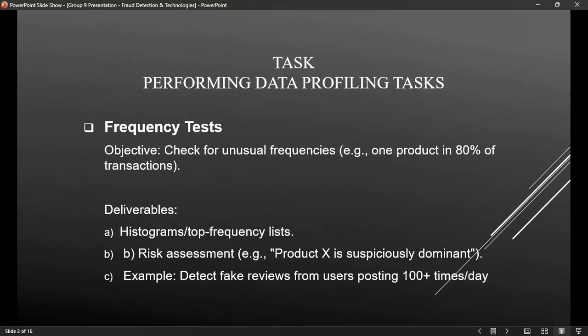Our task was to perform a data profiling task on frequency test analysis. So the objectives were to check for unusual frequencies, then the variables which we were supposed to do.